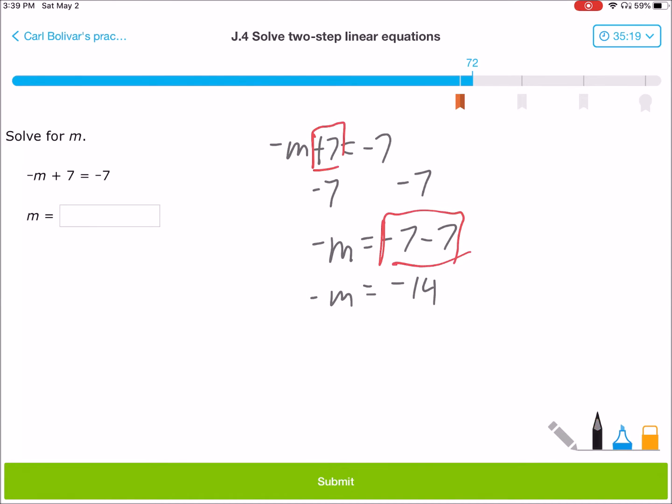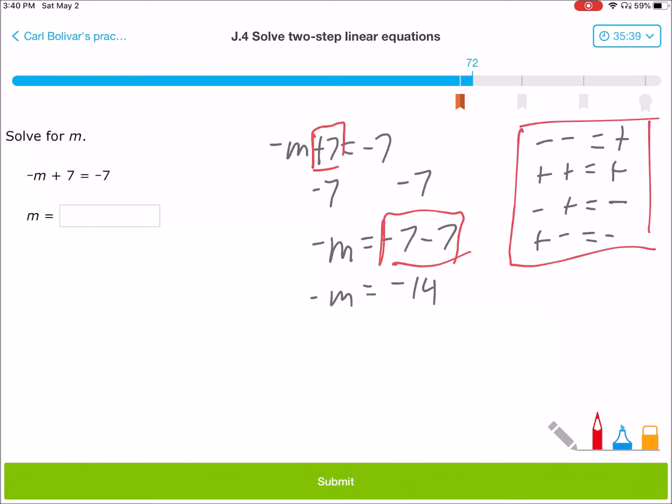Alright, now we simplify these, so then we would get negative m is equal to negative 14. Then we have what we had last time, where negative and negative is positive, positive and positive is positive, negative and positive is negative, and positive and negative is negative. That rule applies when multiplying or dividing those symbols.